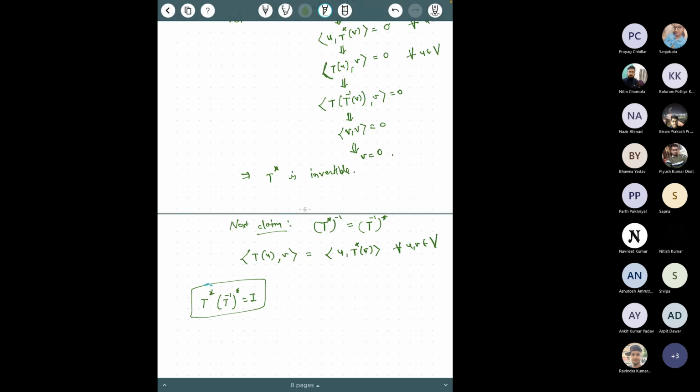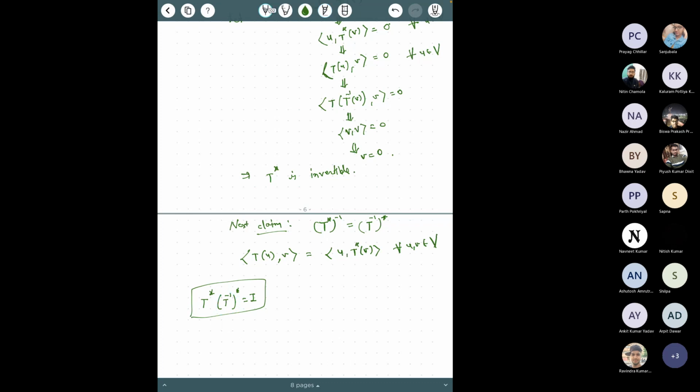Because if I multiply T star with this, which is where I'm trying to show the inverse of T star, then this product should be equal to I, the identity operator, by definition of invertible maps. So this is what I'm trying to show here. I already have T star in this expression. I should somehow take this also into the picture so that I can further simplify it. So I should take the inverse of T into the picture.